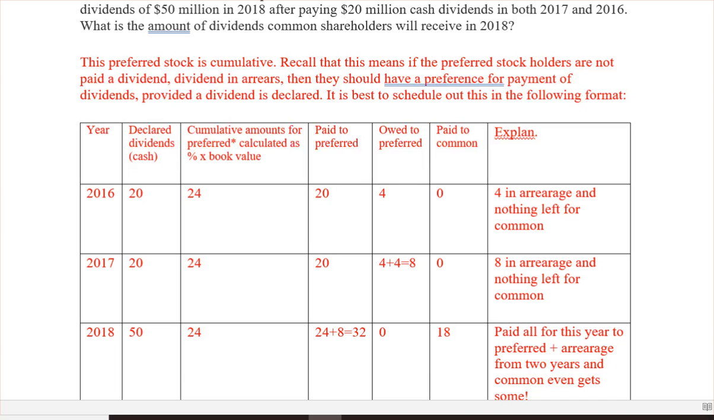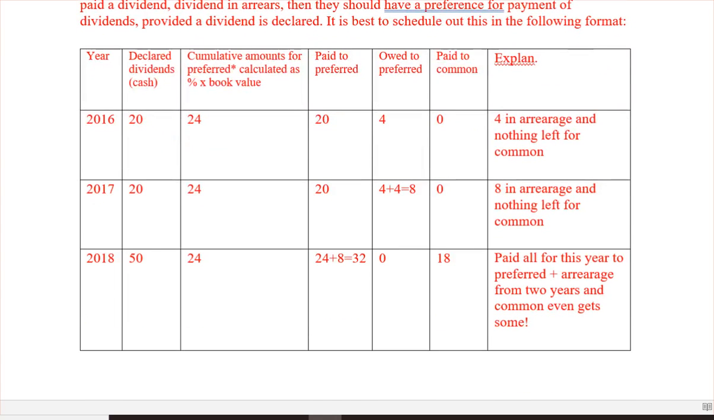So if you wanted to make it adequate and make sure that your common got some, you would need to declare your dividends, assume this is the first year of operation, for more than 24, because 24 would cover your preferred, and that would give you a little more to pay to the common.